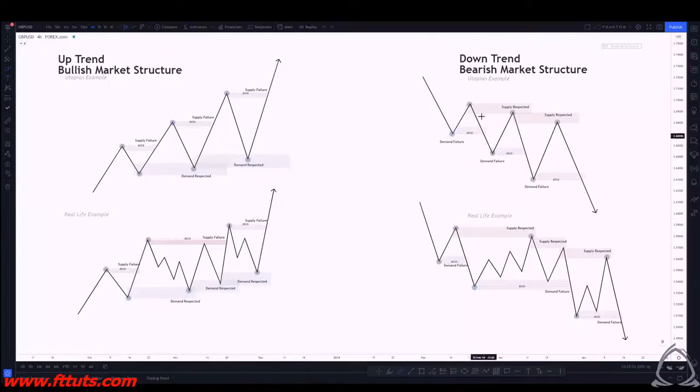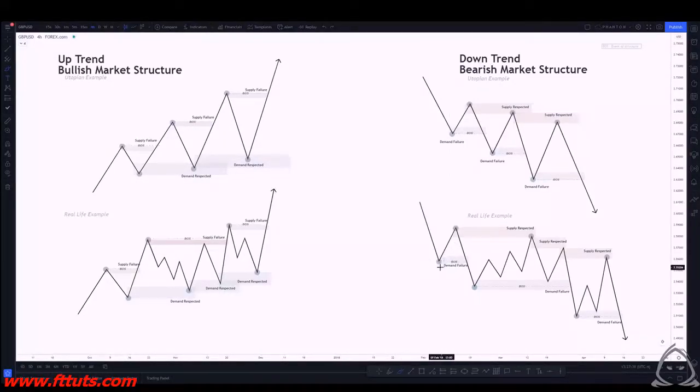And what this is doing is showing that supply is being respected as demand is continuously failing, which is then creating our lower lows and our lower highs. Our lower lows are being created by demand failing, and our lower highs are being created by supply being respected. Now we'll look at the real life example just to add a little bit more context, because of course the textbook example does not translate well to a price chart.